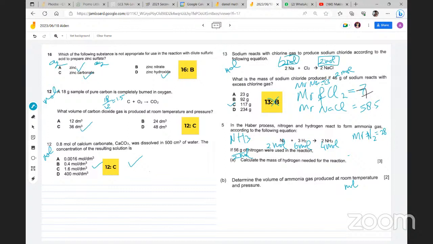Same thing, right? The link between mass and mole is Mr. Great, I know my Mr. I can find my Mr. It's quite easy. Go ahead. 6 times the Mr of the hydrogen gas, H2, which is 2. Correct. 12 grams. Yes.